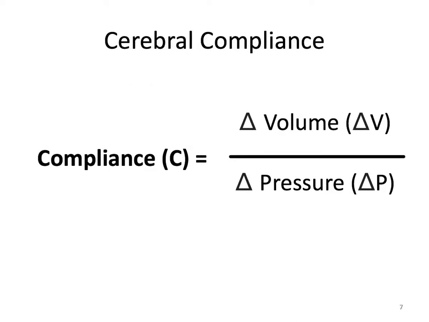This equation shows us that cerebral compliance is determined by a change in volume or pressure. Pressure and volume are inversely related. Therefore, if you increase pressure, you will decrease volume, or if you increase volume, you will decrease pressure. This provides another way to think about the Monro-Kellie Doctrine.